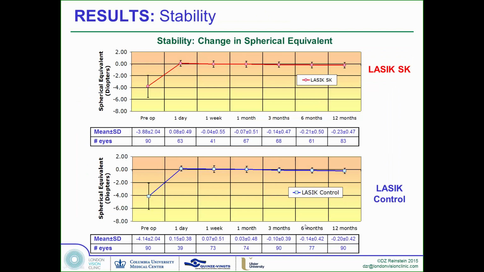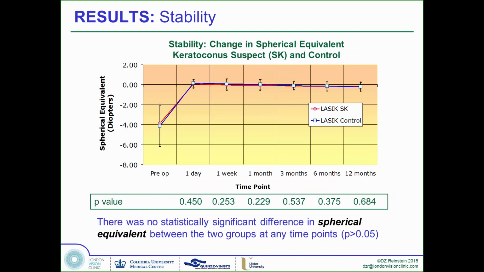And what we found was that the stability of the refraction up to a year post-LASIK was identical between the suspect keratoconic group and the LASIK control group that were not suspect. If we look at each time point, there was no statistical difference in the refractive regression observed from day 1 to 12 months. So these two groups behaved exactly the same.